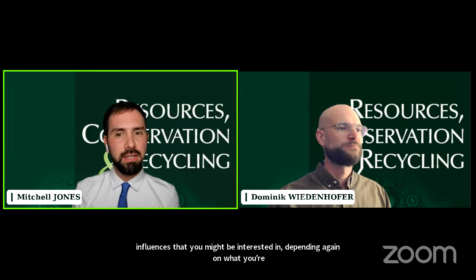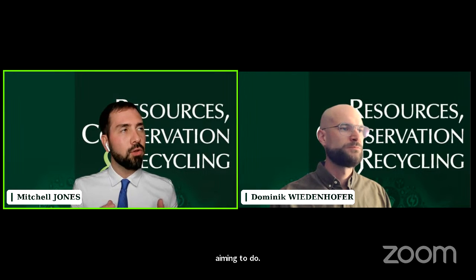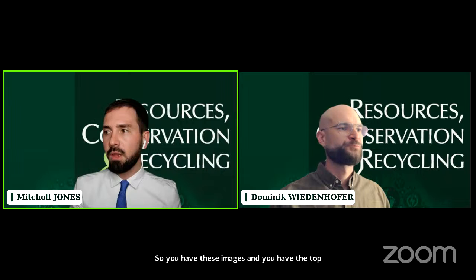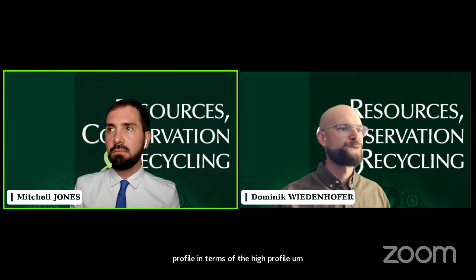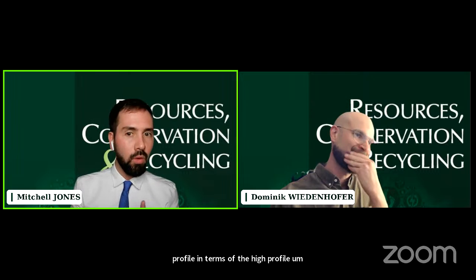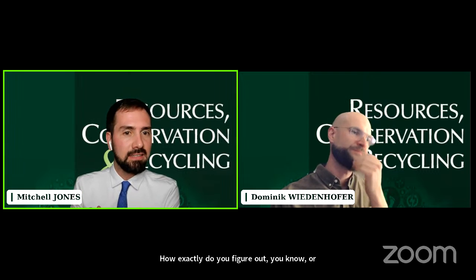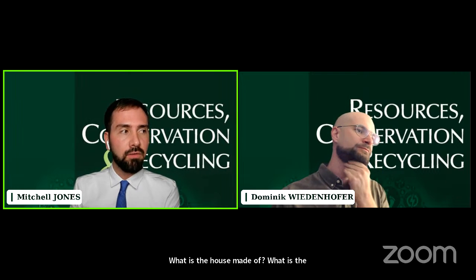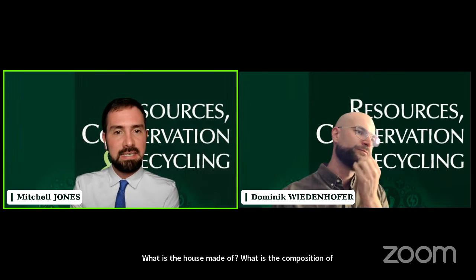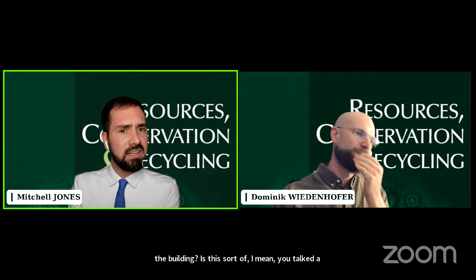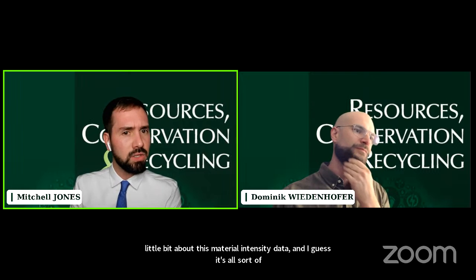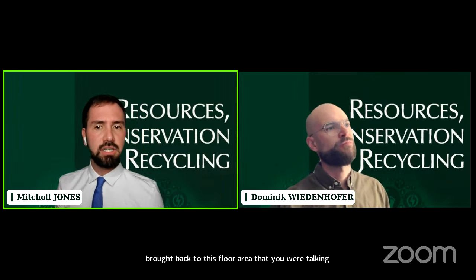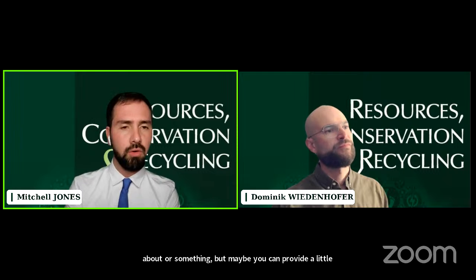I was really interested, Dominik, so you have these images and you have the height profile. How exactly do you estimate how thick a wall is, how many rooms a house has, what the house is made of, what the composition of the building is? You talked a little bit about this material intensity data, and I guess it's all brought back to the floor area, but maybe you can provide a little more information about how this is actually estimated or averaged out.